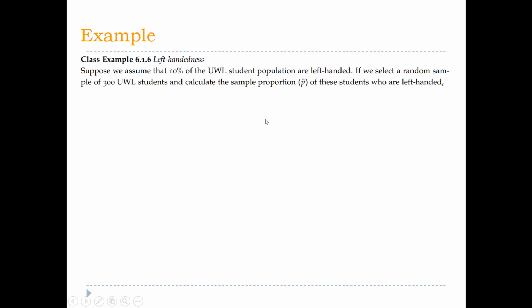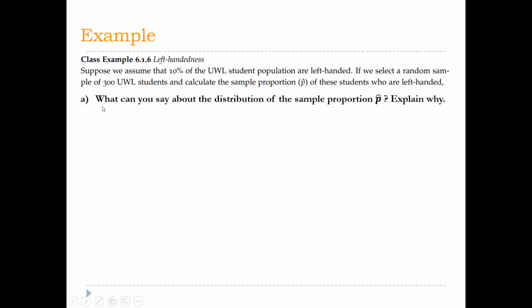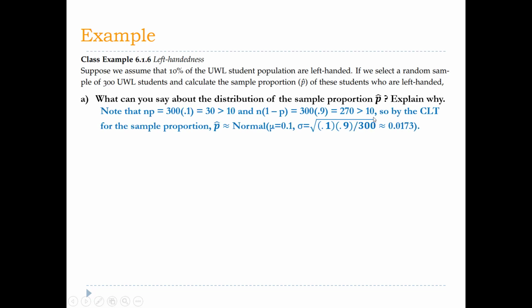Now let me give an example. Suppose we assume that 10% of the UWL student population are left-handed. If we select a random sample of 300 UWL students and calculate the sample proportion p hat of these students who are left-handed, then what can you say about the distribution of the sample proportion p hat? Explain why. So in this case, we first have to check, do we have a large enough sample here so we can apply the central limit theorem?